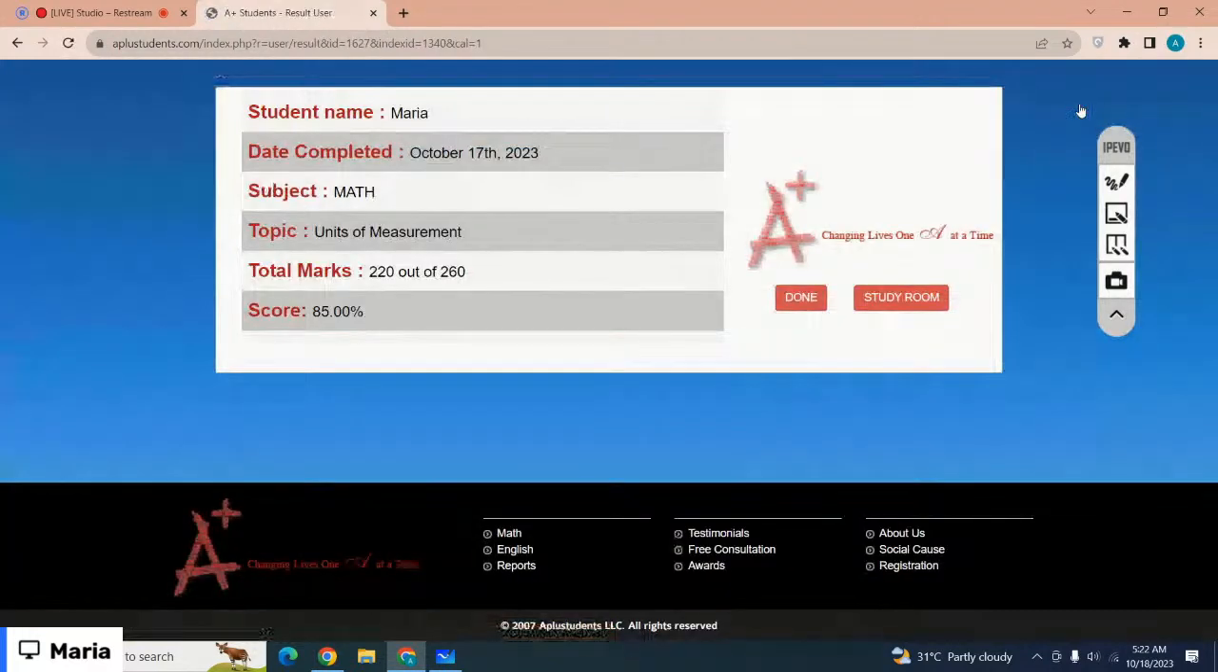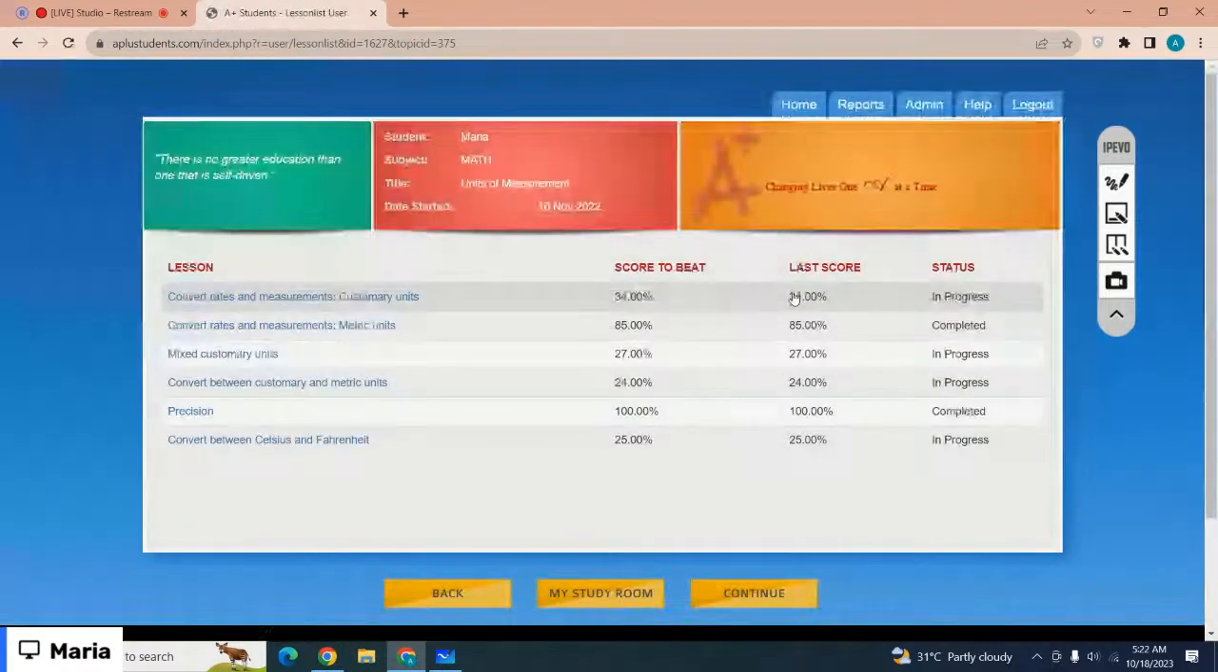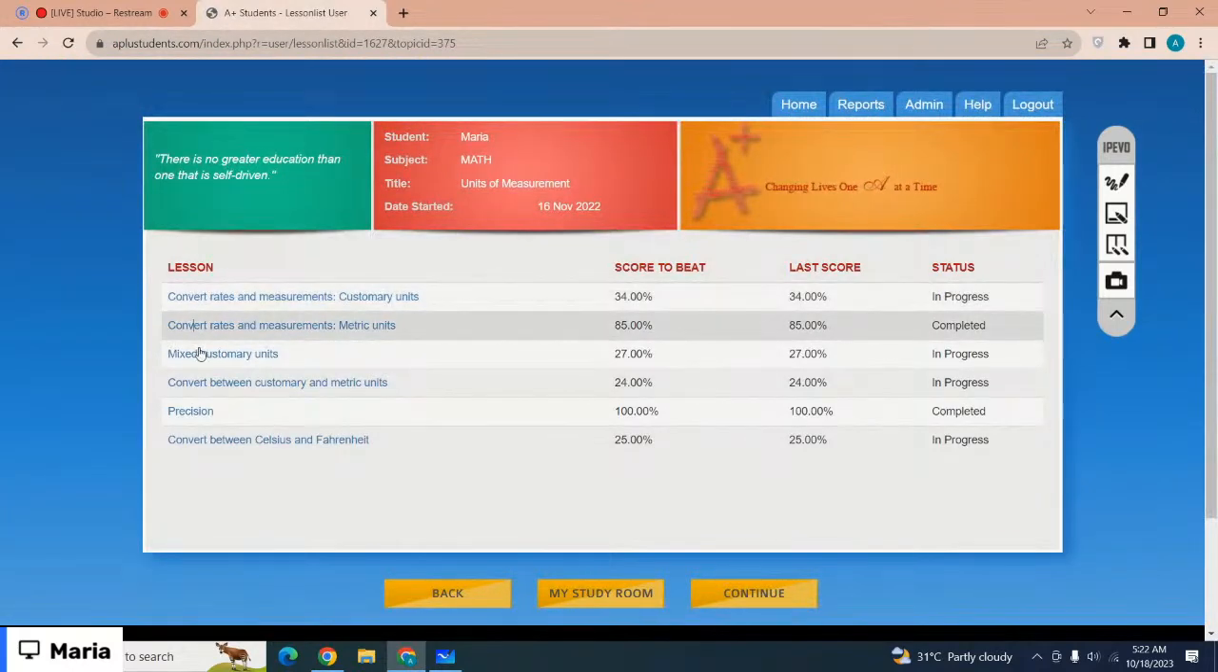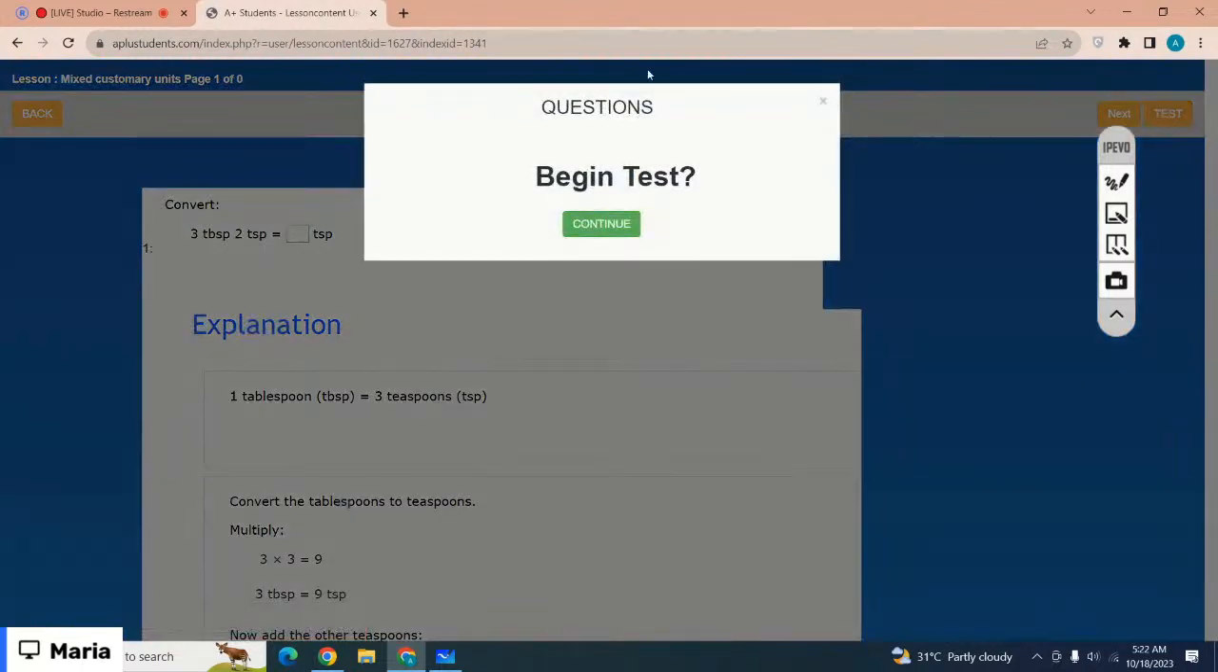Let's just move on to the next lesson. The next lesson is mixed customary units. Okay, let's just start with the test questions.